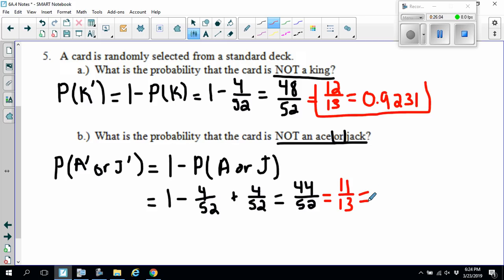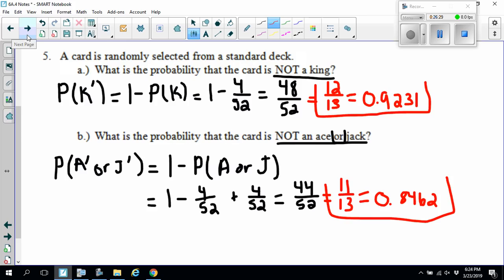Or you can also put it as a decimal. So about 0.8462. That would be the probability that the card you pick is not an ace or a jack. Which kind of sounds right, because about 84% or a little bit, 85% if you want to round there, of the cards are not aces or jacks.